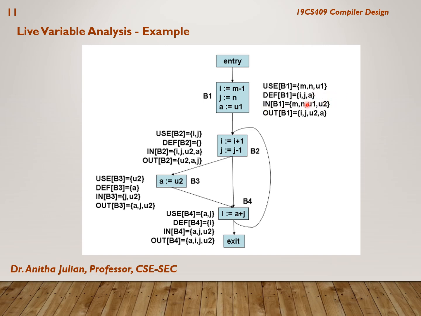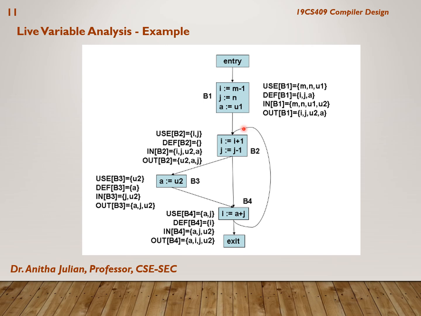Similarly, what are getting defined? I, j, a are defined. Whenever I assign values, it is the definition part. And what is the in part? All these variables, see, all this should have come in m, n, u1. That is why we have written it. And u2 is used somewhere here. So all that must be entering. So that is why u2 is also included here.